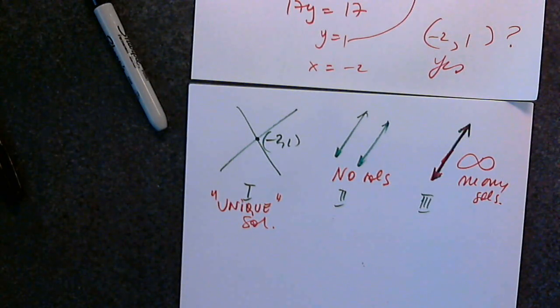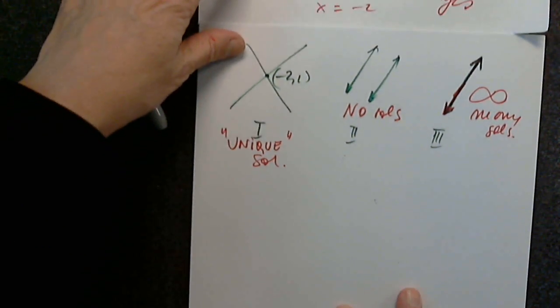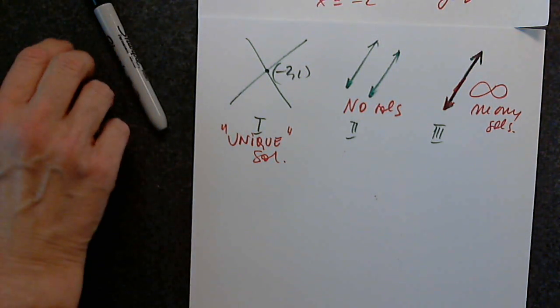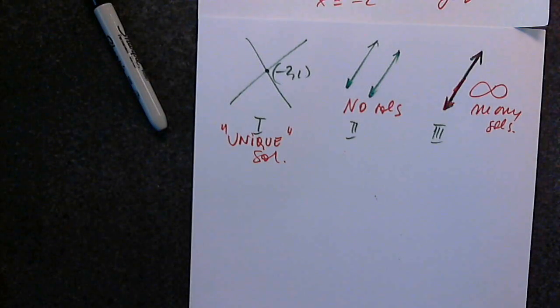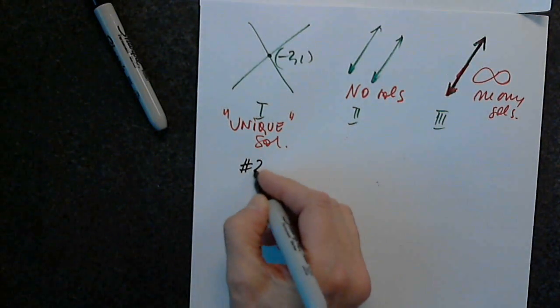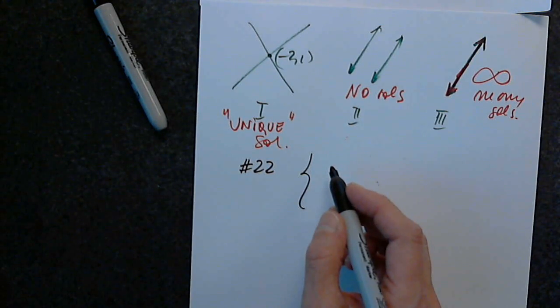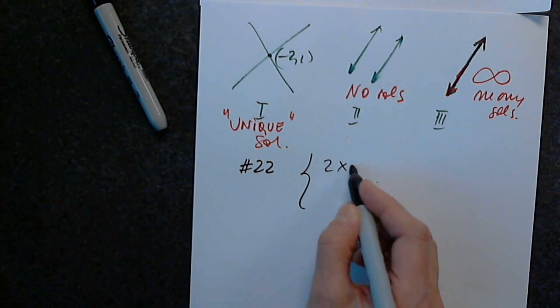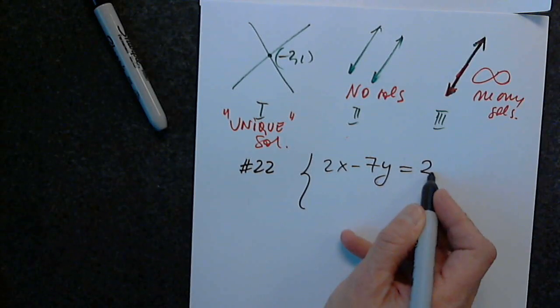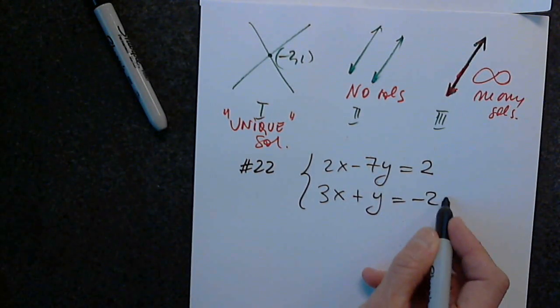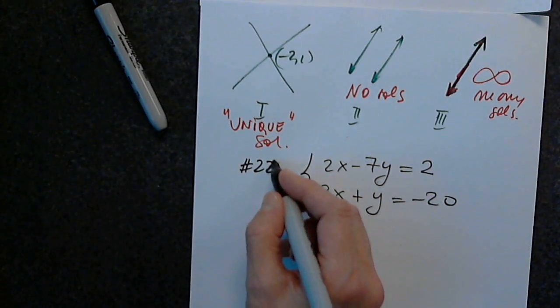Do we need another example with substitution, or do we want to refresh our memory on elimination? Elimination, okay. Oh, here it is, 22. We have 2x minus 7y equals 2, and 3x plus y equals -20. Oops, I copied 24, sorry.